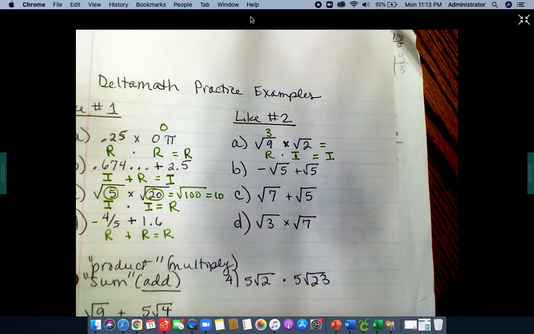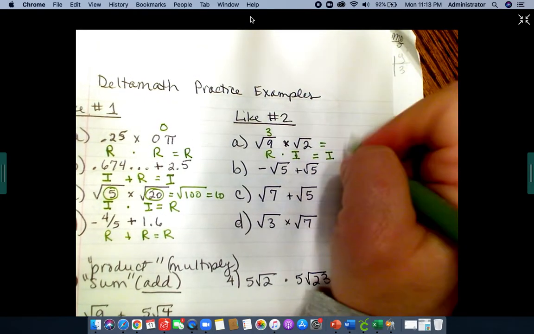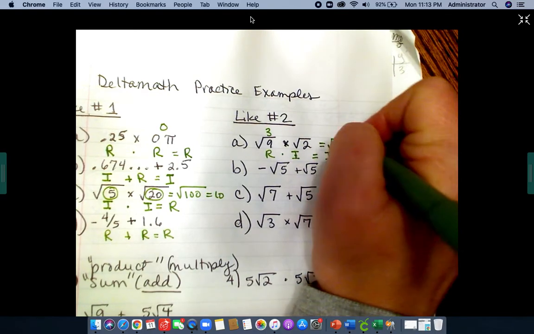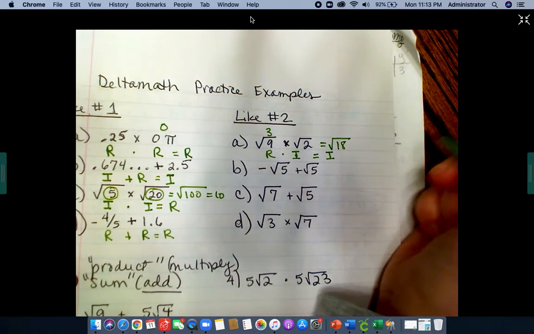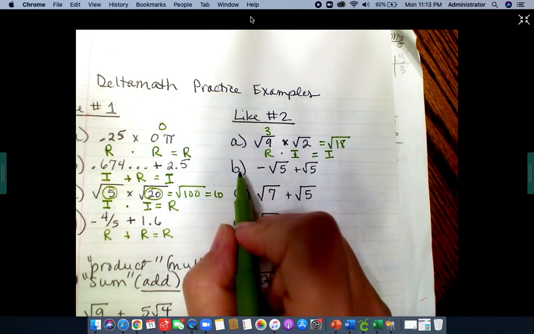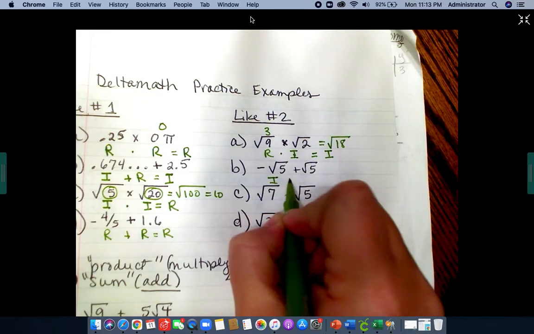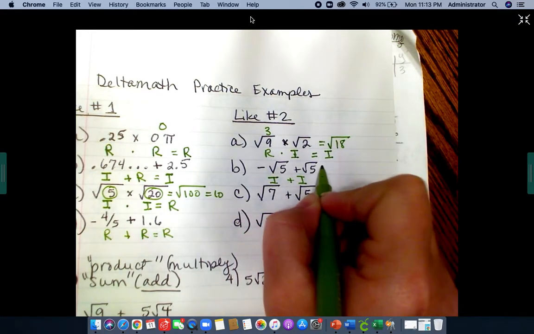But of course, like I said, you can type it in your calculator. You could also think of this as multiplied together being the square root of 18, and the square root of 18 is a non-perfect square, so it's another way to think about it. If we take a look at B, this time we have two irrational numbers, but what do you notice about these?